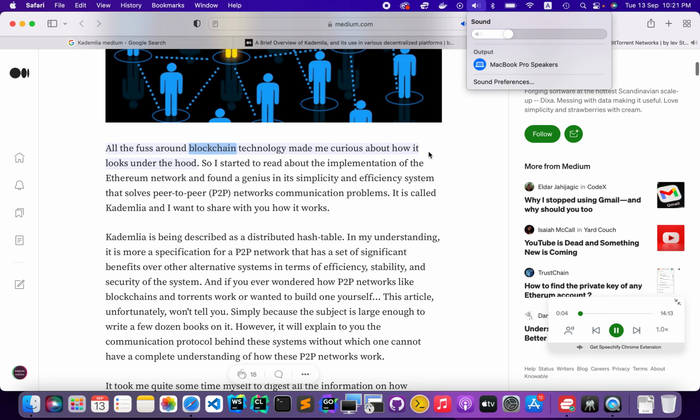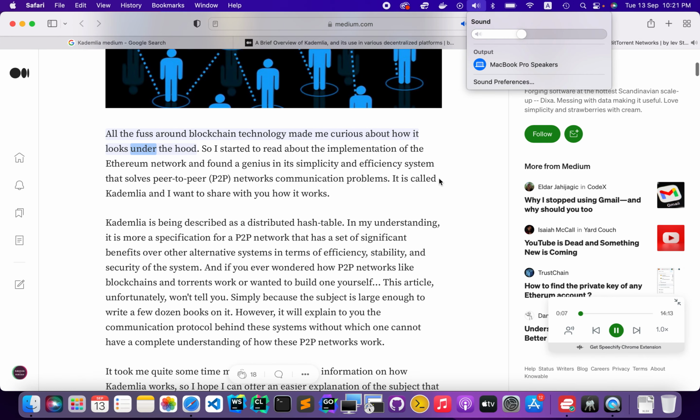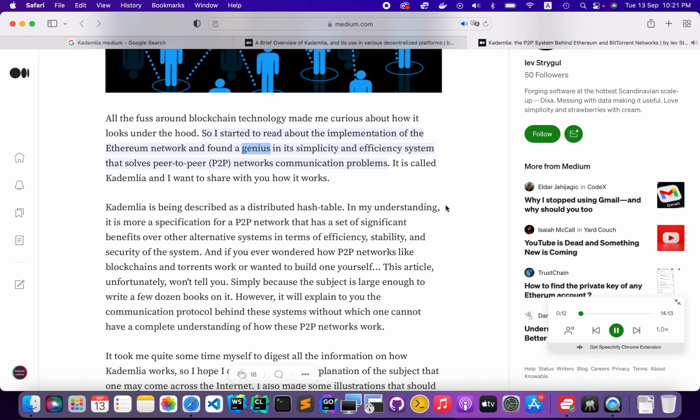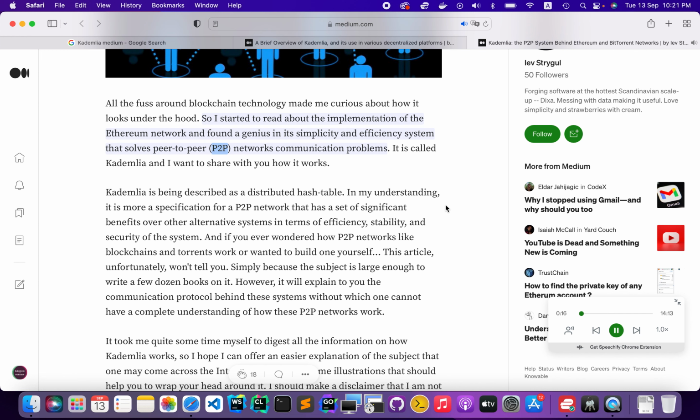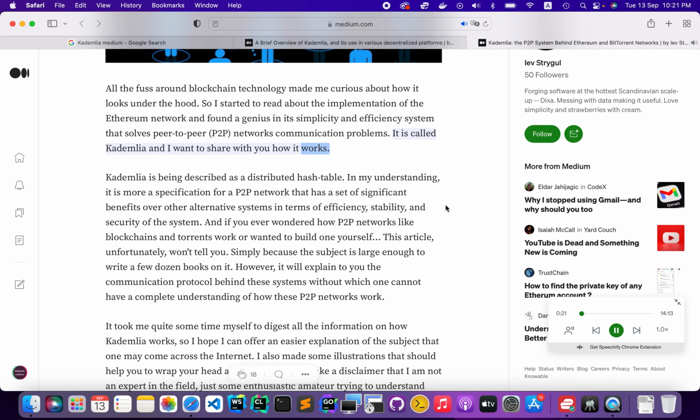All the fuss around blockchain technology made me curious about how it looks under the hood. So I started to read about the implementation of the Ethereum network and found a genius in its simplicity and efficiency system that solves peer-to-peer network communication problems. It is called Kademlia, and I want to share with you how it works.